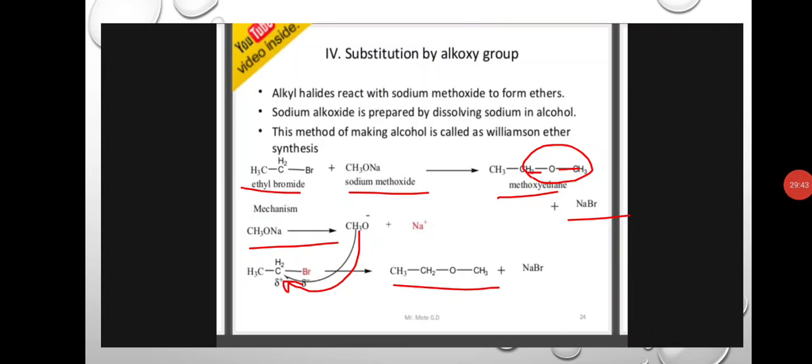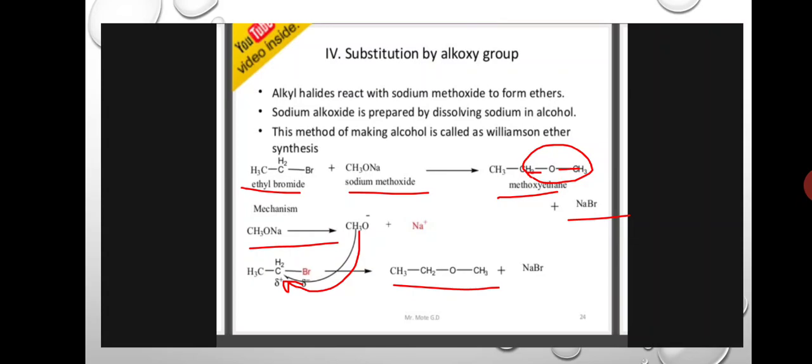And next reaction is substitution by alkoxy group. Alkyl halides react with sodium methoxide to form ethers. This sodium alkoxide is prepared by dissolving sodium in alcohols. When we are dissolving sodium in alcohols, sodium alkoxide is formed. This method of making ether is called Williamson ether synthesis.